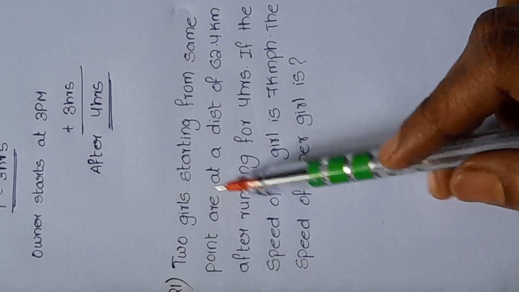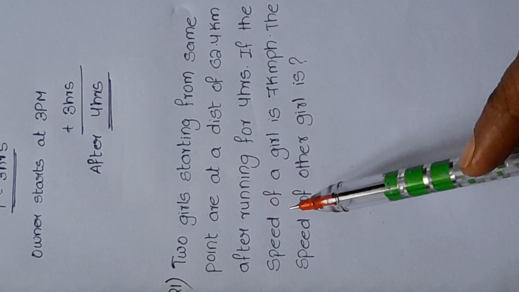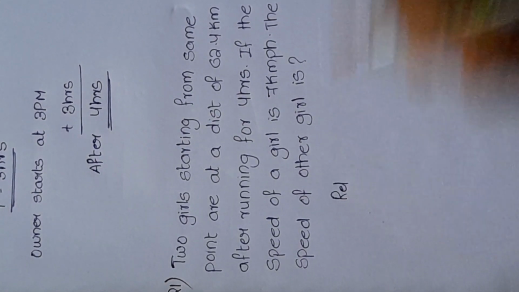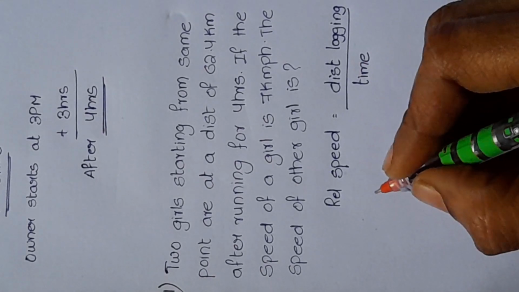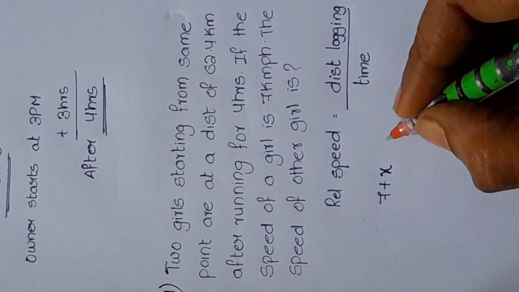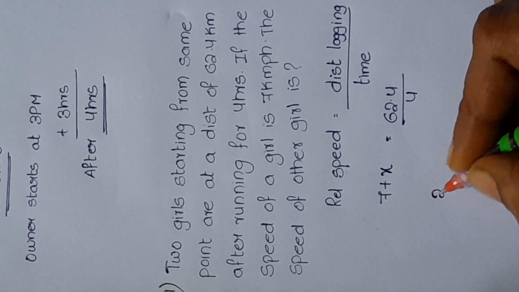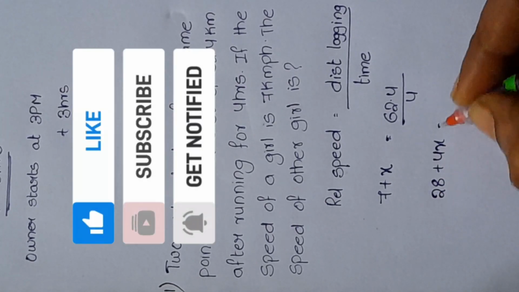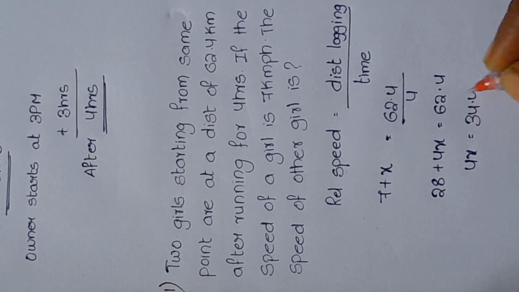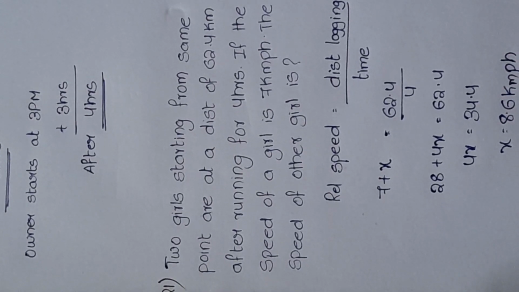Question number 21. Two girls starting from the same point are at a distance of 62.4 kilometers after running for 4 hours. If the speed of one girl is 7 kilometers per hour, find the speed of the other girl. Relative speed is the distance divided by time. The relative speed is 7 plus x, since both are moving in the opposite direction. 62.4 is the distance and the time is 4 hours. This can be written as 28 plus 4x is equal to 62.4. 4x is equal to 34.4. x is equal to 8.6 kilometers per hour, which is the speed of the second girl.